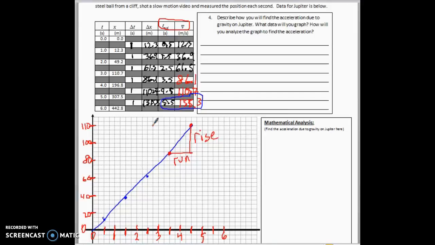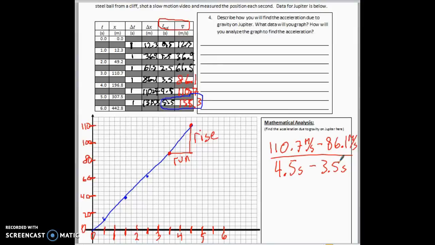So we do 110.7 meters per second minus 86.1 meters per second. Okay, we're going to divide that by the run, right? At this point, it was at 4.5 up here, and here it was at 3.5. Okay, so we'll do 4.5 seconds minus 3.5 seconds. Go ahead and do that subtraction.